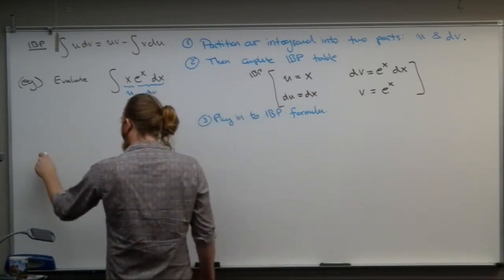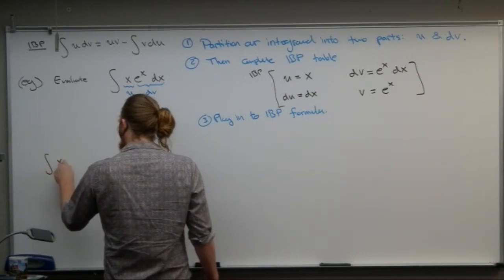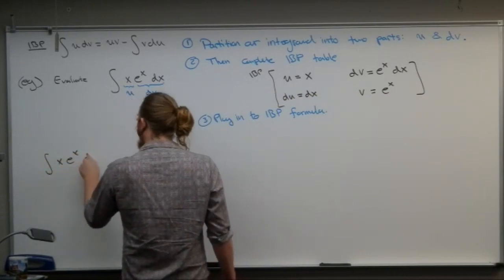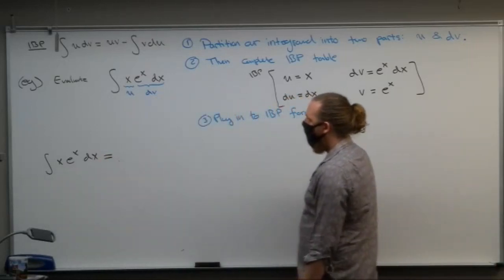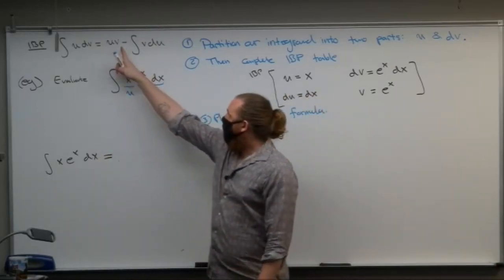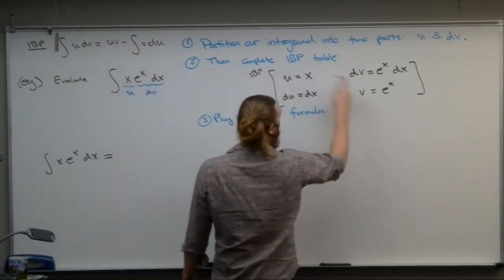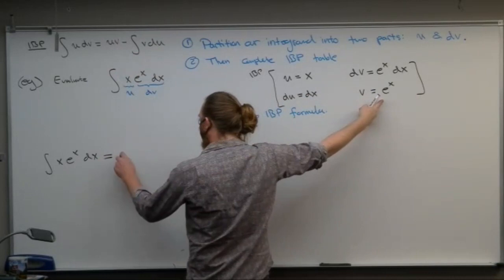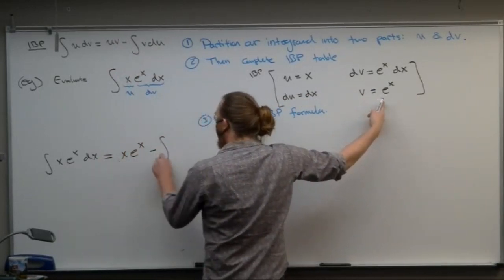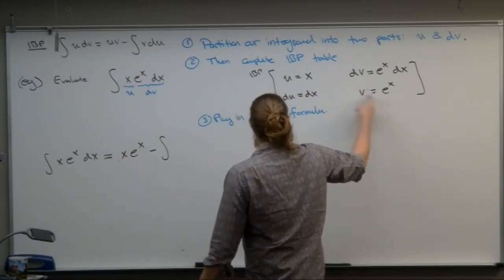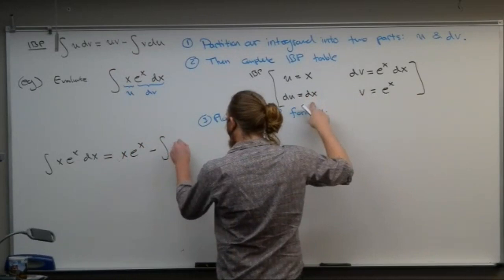So I'll write the whole thing here. The integral of x e to the x dx should be equal to uv minus the integral of v du. So u times v here is x e to the x, minus the integral of v times du. That's e to the x dx.